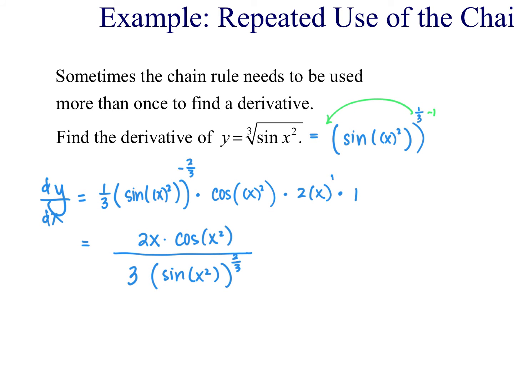Would it be okay to just write the 2x and cosine x squared next to each other in the numerator without the dot? Oh, sure. Yes, so like this: 2x cos x squared. Yep.